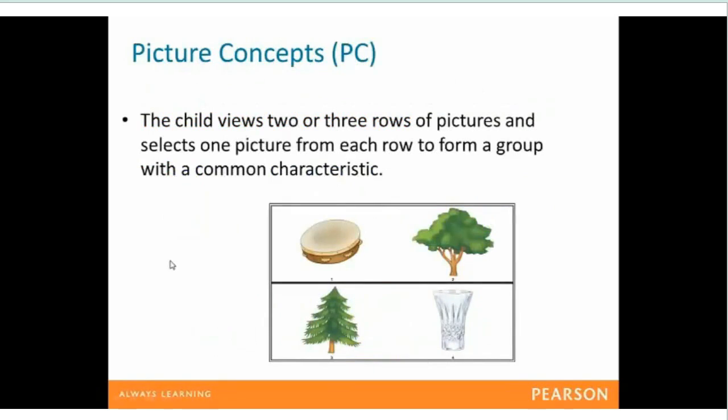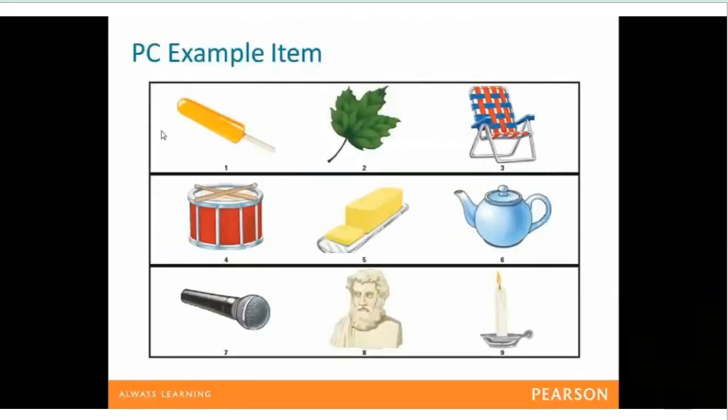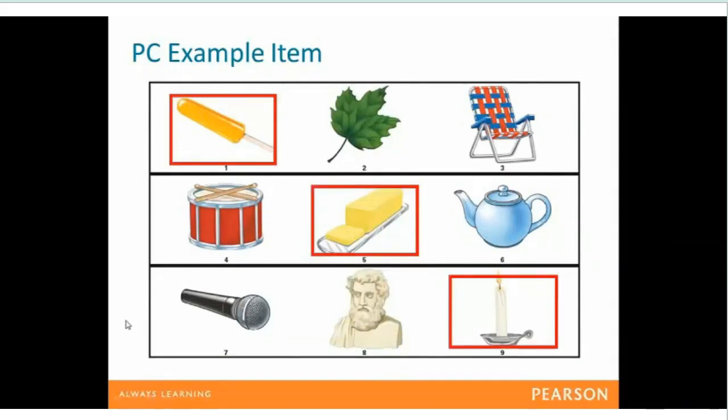Picture concepts is a secondary subtest, not one that you'll be administering very often in the WISC-V. Picture concepts has had a bit of adaptation for Australia and New Zealand, needing to change some of the images that you see. So, for example, if the child's choosing one from this line that goes with one from here and one from here, the correct answer here would be the ice block, the butter, and the candle. The link is that they all melt when they get hot.